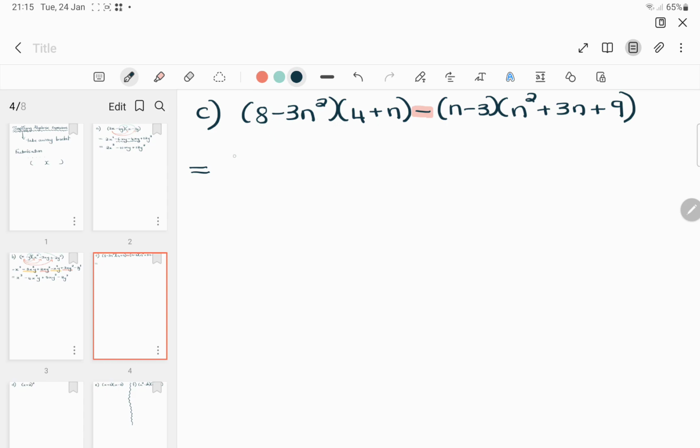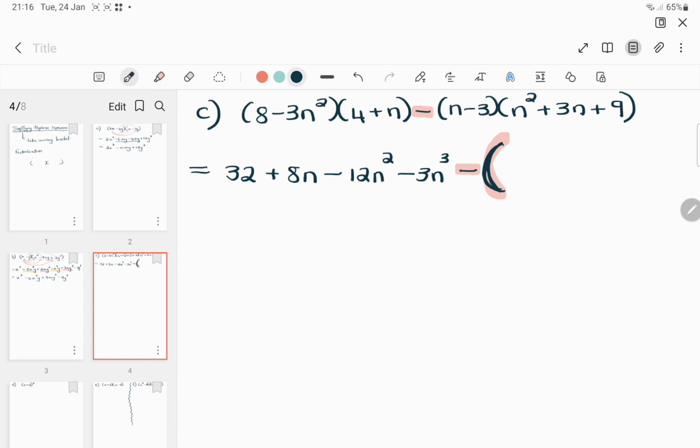8 times 4 is 32 plus 8n minus 3 times 4 is 12n squared, and a negative times a positive is a negative 3n to the power of 3. Okay, so let's just check. 8 times 4 is 32 plus 8n, negative 4 is negative 12n squared minus 3n to the power 3. Good. Now, when you take your negative, lots of you drop your brackets, but very important, you need to keep these brackets. So I'm going to highlight them. You need to keep these brackets because of this naughty negative over there.